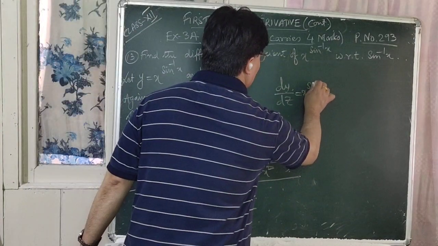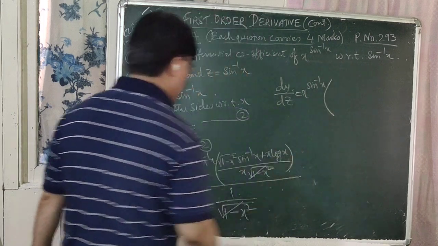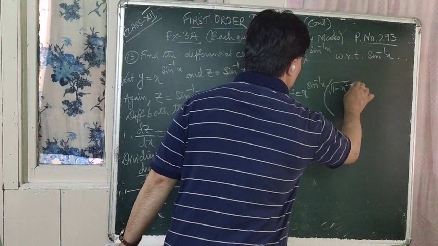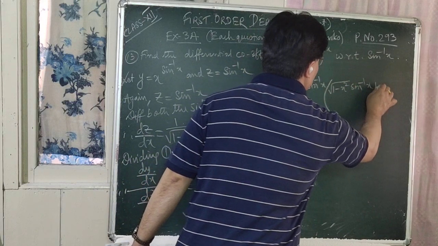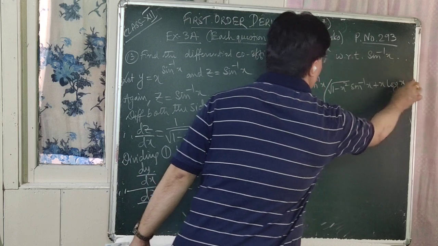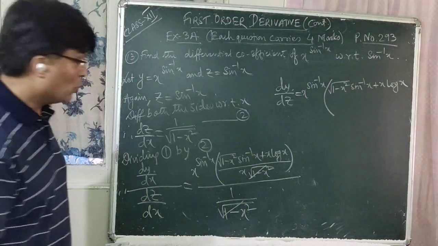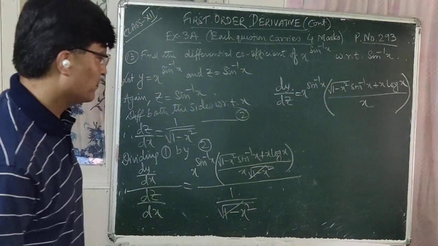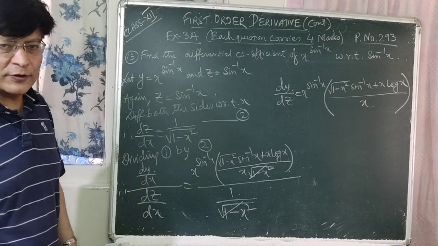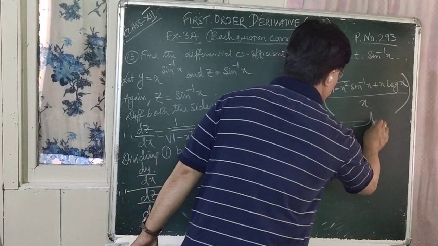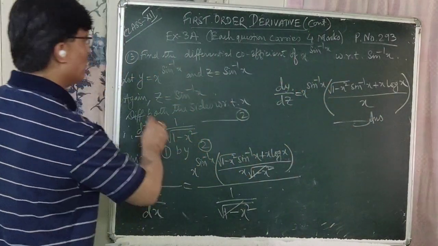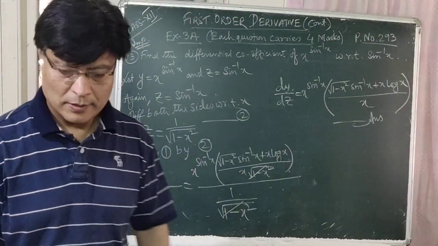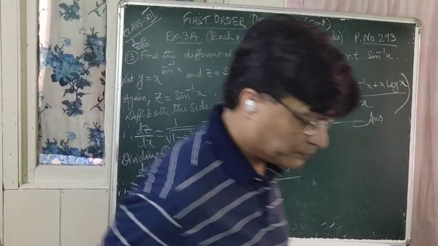It is x to the power sine inverse x within bracket. So what do we get? Root over 1 minus x square. It is sine inverse x. Then plus x log x is there, isn't it? So whole divided by x. This is whole divided by x. Is that clear to all of you? So this is your final answer. So this is also an important question. So you can copy it. So we'll do the next question now.